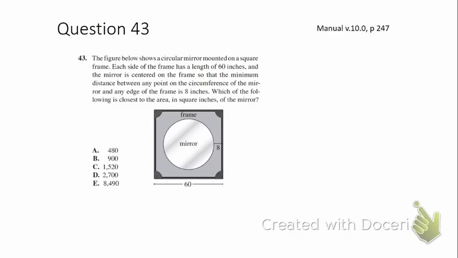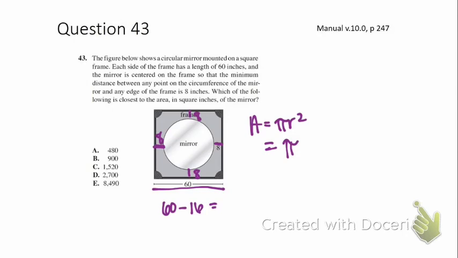Okay, so this one I don't think is too bad. That 8, that has to be the same, going all the way around here. All of these are 8. Area of a circle is pi r squared, so really I just need to figure out the radius. Now, the mirror, okay, so down here all the way across is 60, but I'm taking 8 away from either side. So really I'm doing 60 minus 16 to give me the diameter of the mirror, which gives me 44. If I cut that in half to find the radius, that would give me 22.